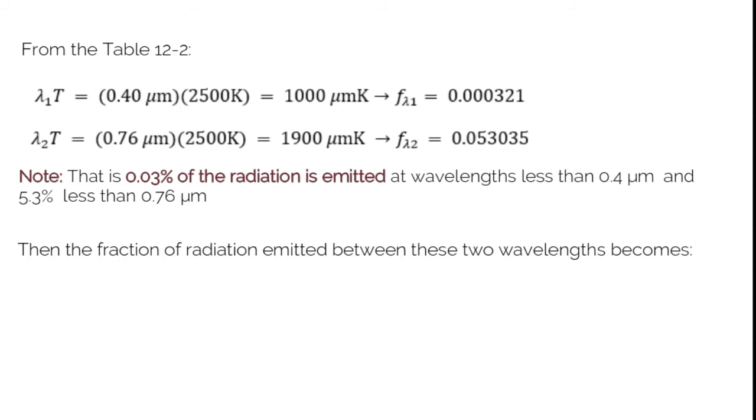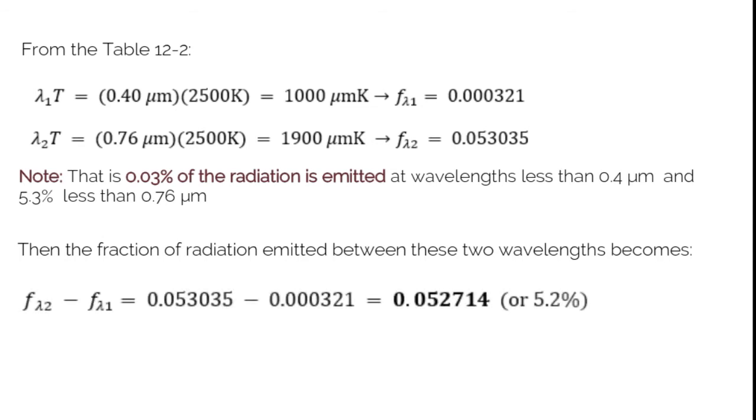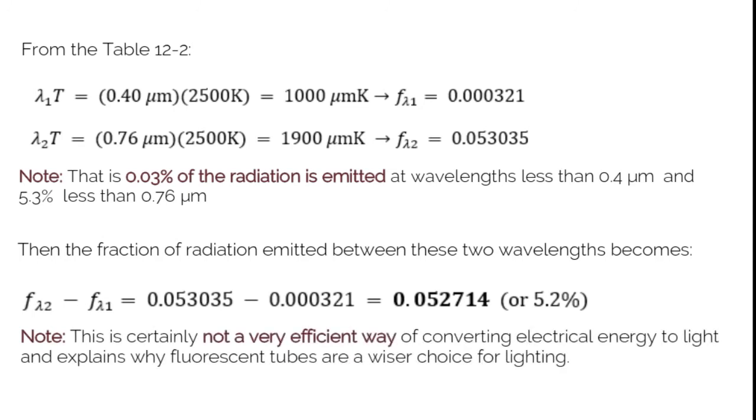The remaining 95% of the radiation appears in the infrared region in the form of radiant heat or invisible light, as it used to be called. This is certainly not a very efficient way of converting electrical energy to light and explains why fluorescent tubes are a wiser choice for lighting.